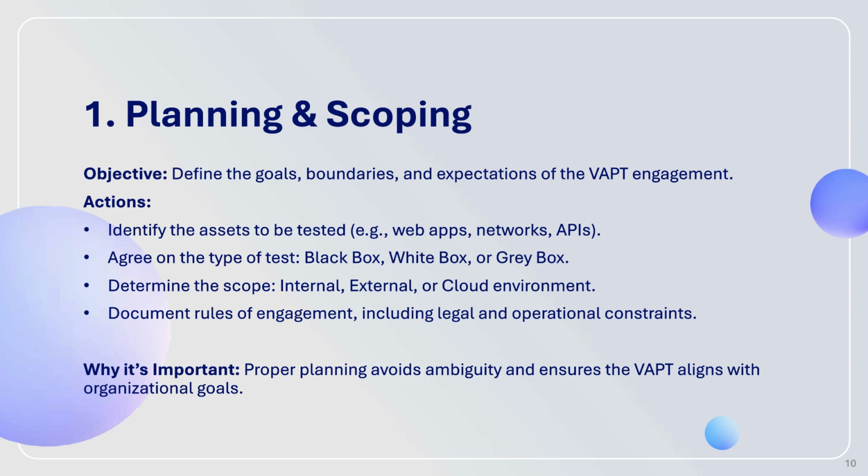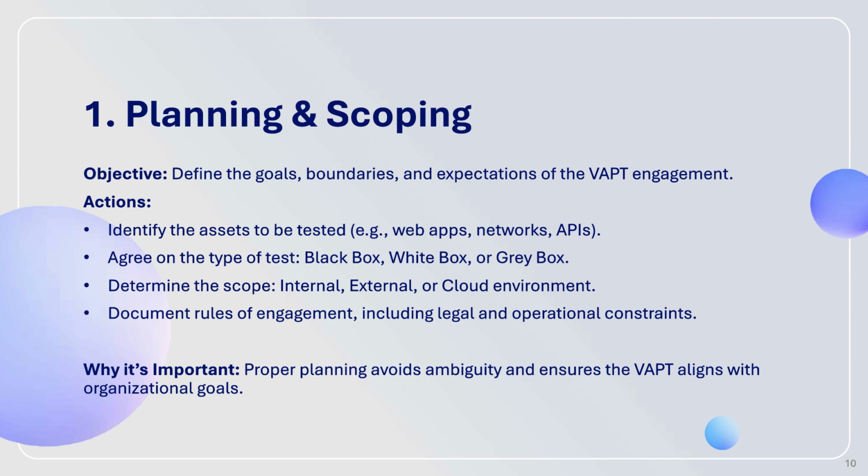Examples of rules of engagement in VAPT are: scope, test the company's public-facing website but exclude internal HR systems; conduct testing between 2 a.m. and 6 p.m. to avoid disrupting users. Then use approved tools like Nessus or Burp Suite. Do not use unapproved or experimental tools. Immediately halt testing and inform the client if critical services are affected.